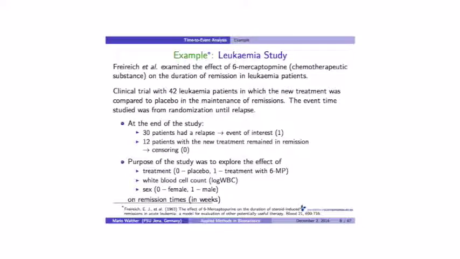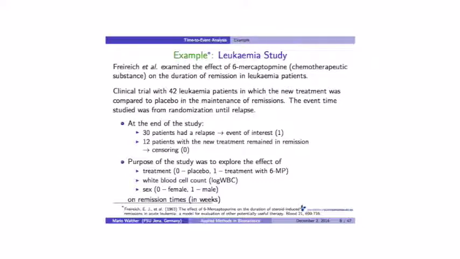This is usual if you analyze time-to-event data. What do we get from this information? That all patients in the placebo group had a relapse, because 12 patients of the treatment group remained in remission. Here we have censored data of the patients in the treatment group.